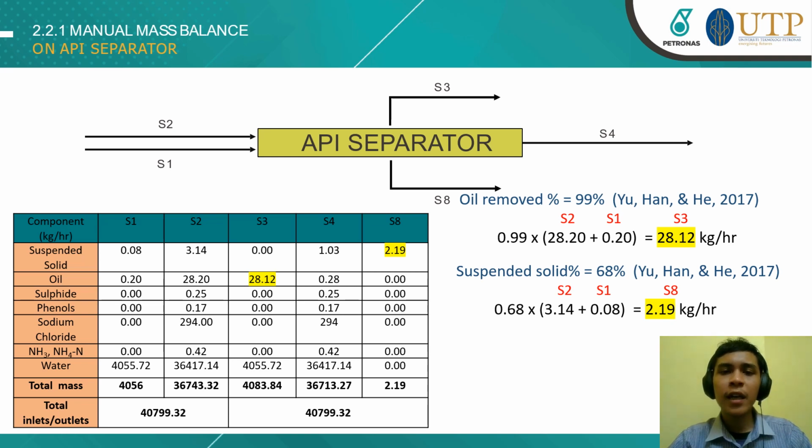From the table, 99% of oil from stream 1 and 2, equivalent to 28.12 kg per hour, is removed to stream 3, leaving only 0.28 kg per hour in stream 4. The same goes to suspended solid, where 68%, which is equivalent to 2.19 kg per hour, is removed to stream 8, leaving only 1.03 kg per hour in stream 4.